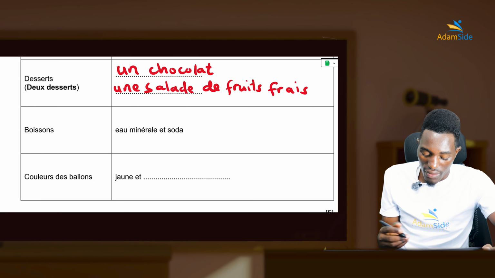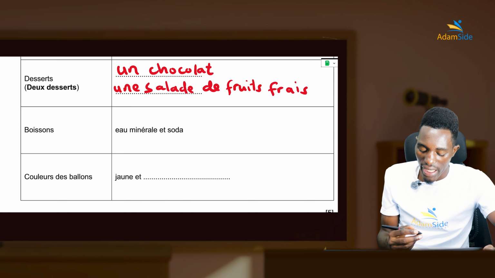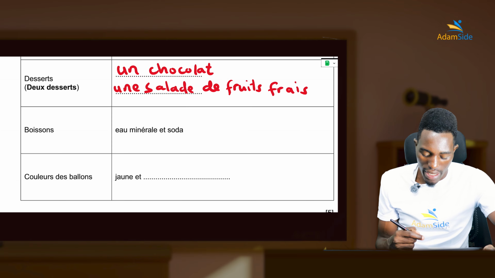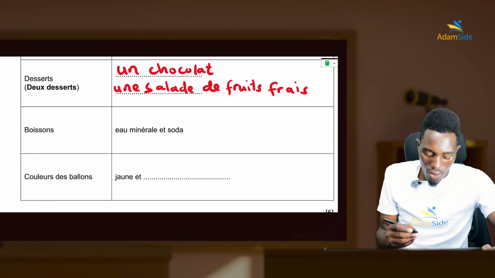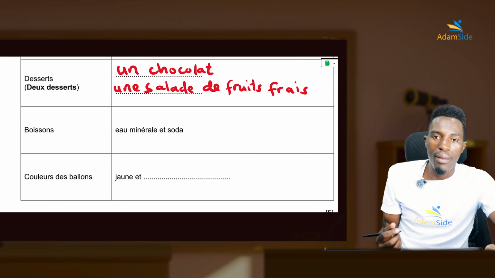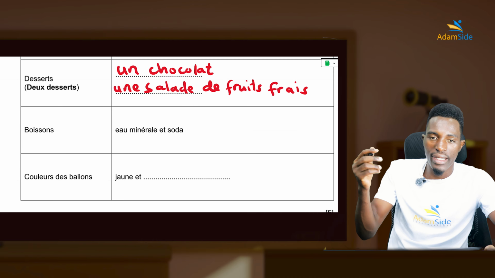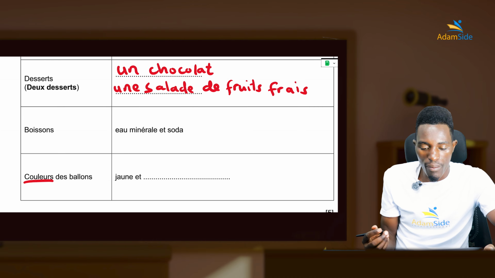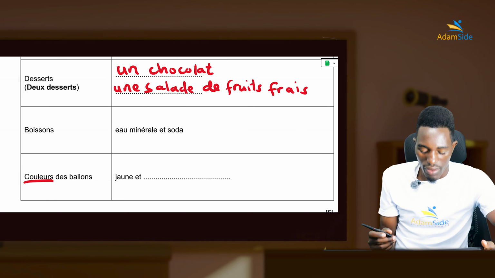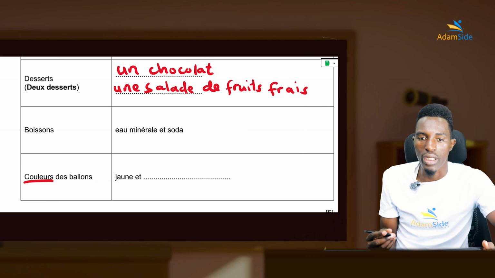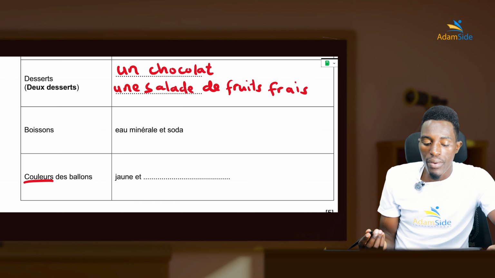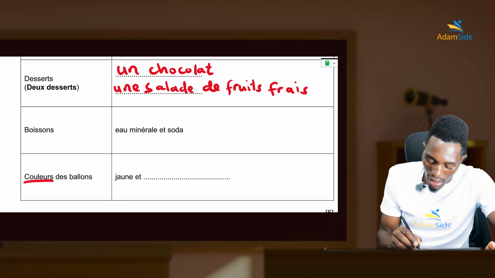Boisson, drink: they have already written for you. Eau minérale et soda. Couleur des ballons: the balloons for birthdays. What is the color of the balloons that you want to order? They have already written for you: jaune, yellow. Maybe noir. Le jaune et rouge, maybe rouge.